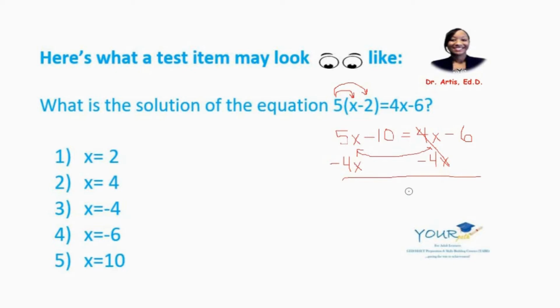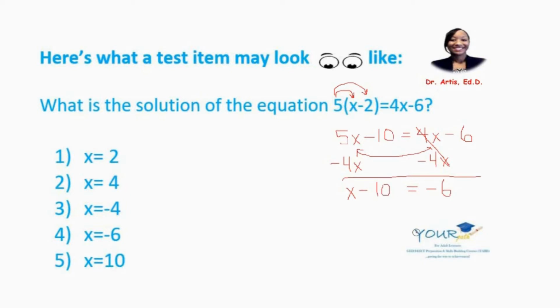That leaves us with a negative 6 on the right side of the equation, and positive 5x minus 4x gives us 1x. We do not have to write the 1 in front of the x, so we're just going to put x minus 10.